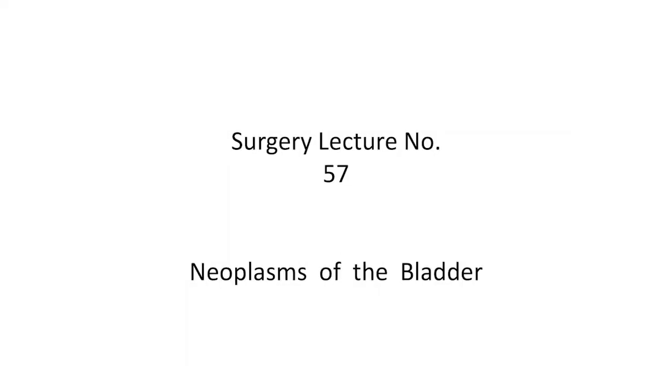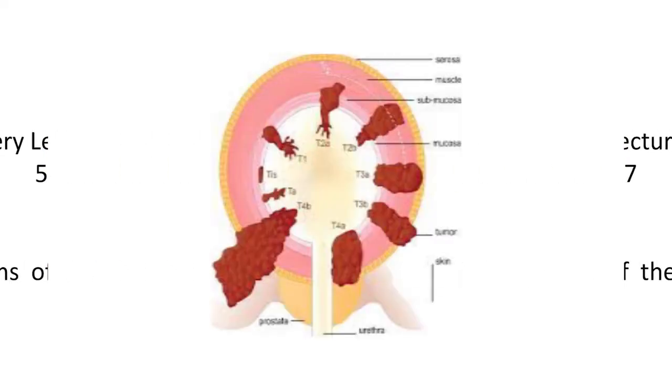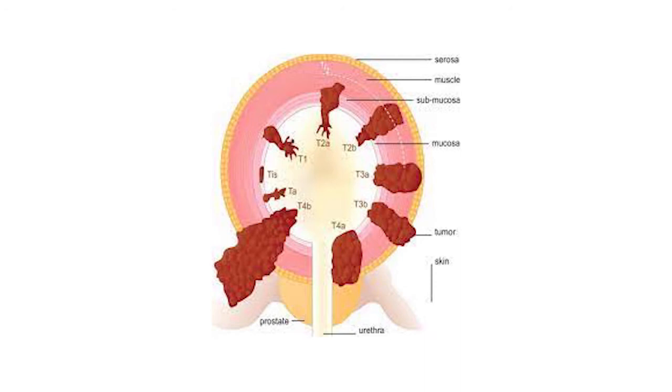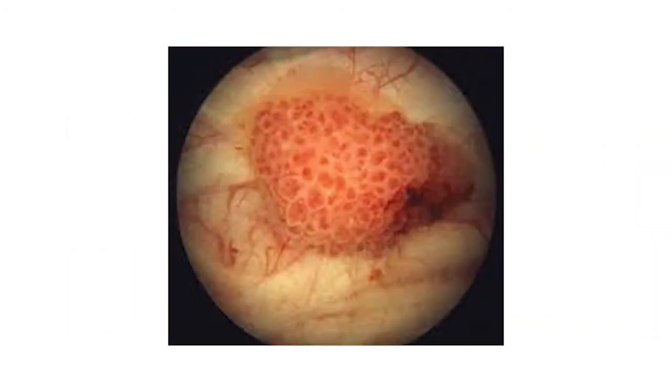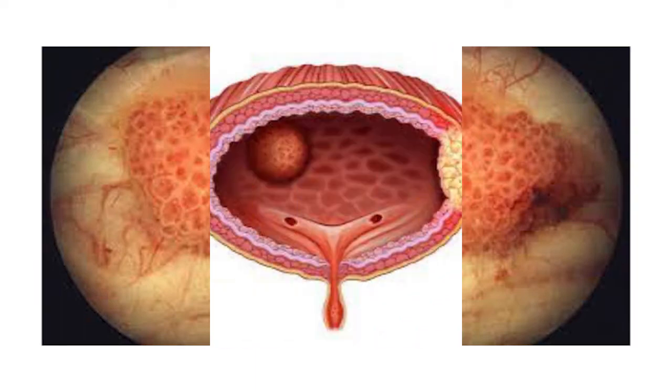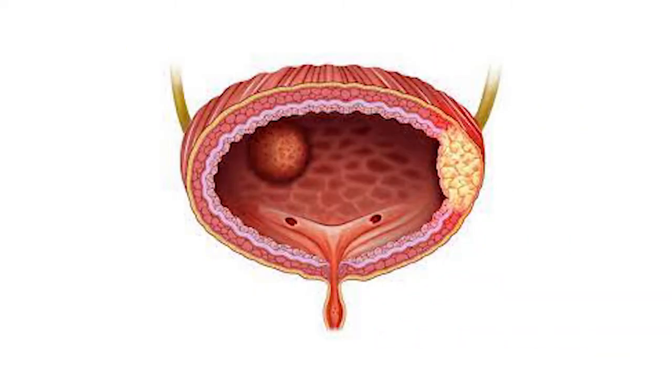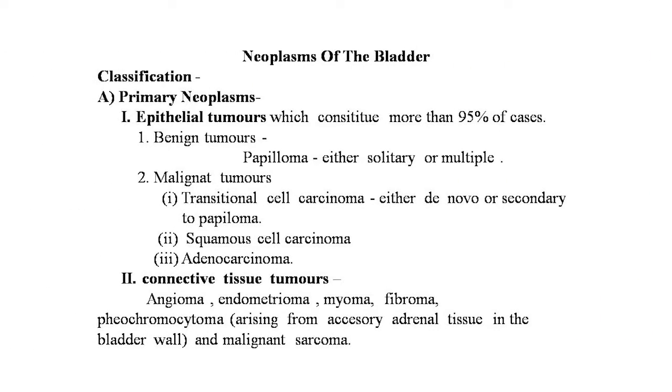Welcome, dear students, to my surgery lecture number 57, the neoplasms of the bladder. In this lecture we will continue with the primary neoplasms, secondary tumors of the bladder, carcinoma of the bladder, transitional cell carcinoma of the bladder, the grade and the stages of the tumors of the bladder, squamous cell carcinoma, adenocarcinoma of the bladder, TNM classification of the carcinoma of the bladder, and total and partial cystectomy. Now start with me the neoplasms of the bladder.